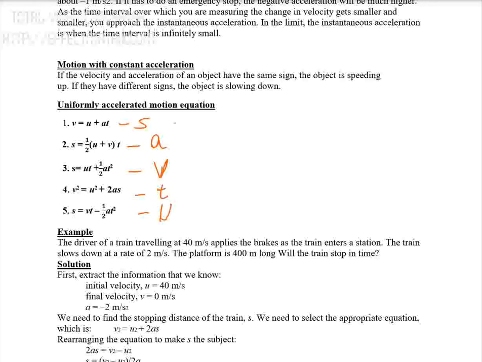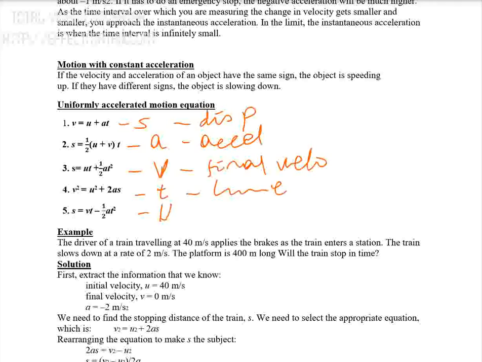Therefore, s is displacement, a is acceleration, v is final velocity, t is time, and u is initial velocity. These are the 5 variables we use in the 5 uniform accelerated motion equations.